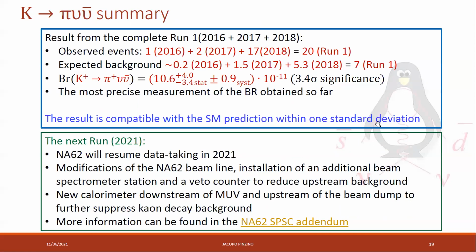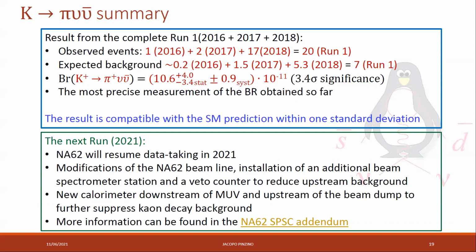In summary, this is the result from the complete Run 1 of NA62. Observed 20 events in total. Expected background was just 7 events, so we get 10.6 times 10 to the minus 11 of branching ratio, the most precise measurement obtained so far, compatible with the Standard Model.